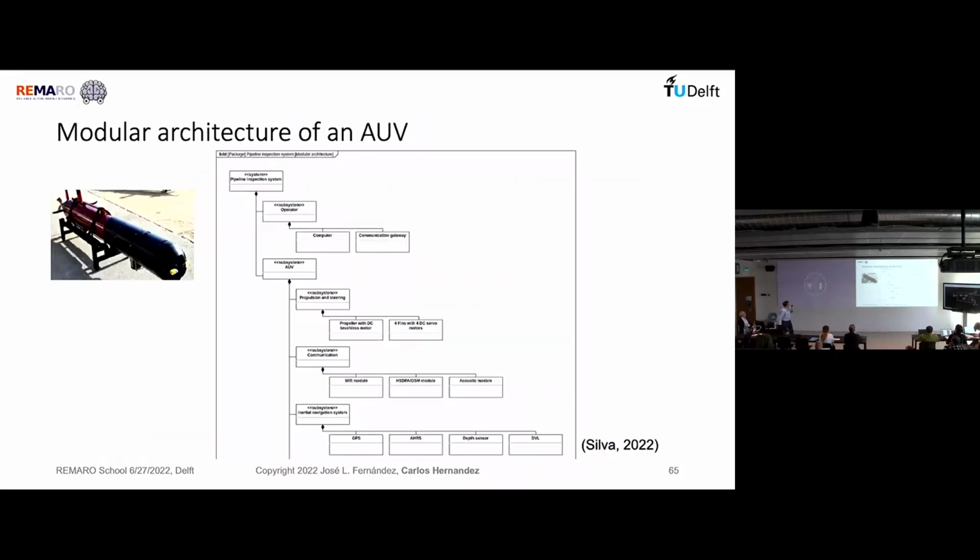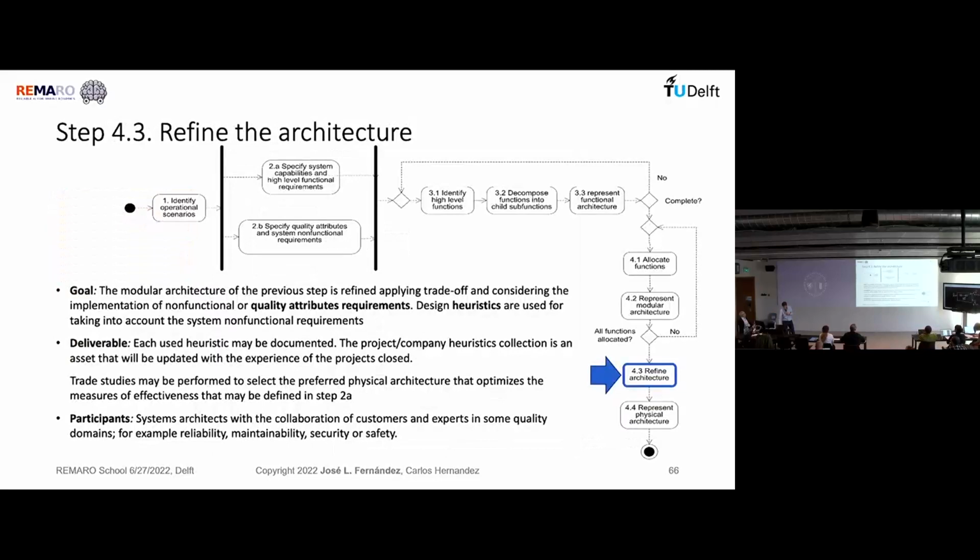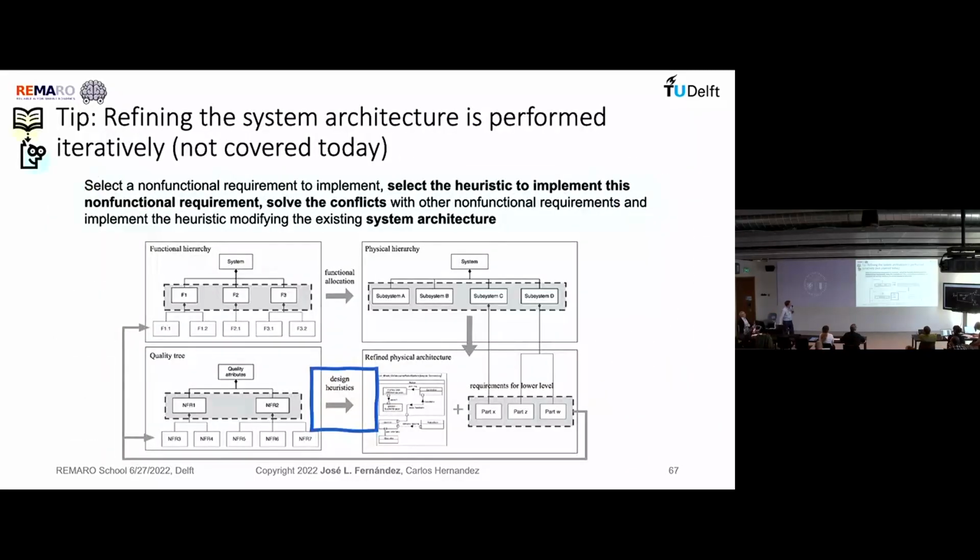This is an example of the modular architecture of the AUB, the subsystems, but I think the most interesting thing is just to jump. So we are not covering it today, but you can check some papers and our book on how design heuristics are what allow you to implement quality attributes, basically. So safety, reliability, you don't allocate, you implement using heuristics, architectural patterns.